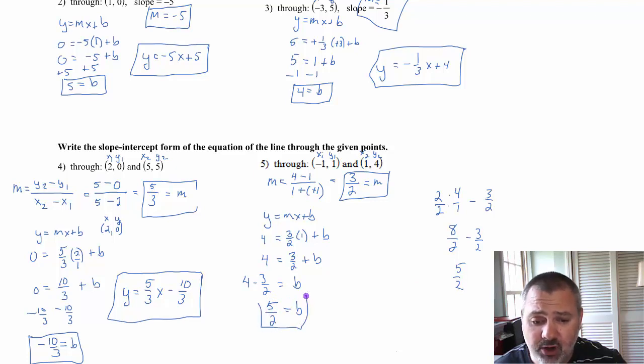Now don't forget, we're not done. What am I looking for? The equation of the line. So my answer should be y equals our slope of 3 halves x plus 5 halves. And that's our answer.